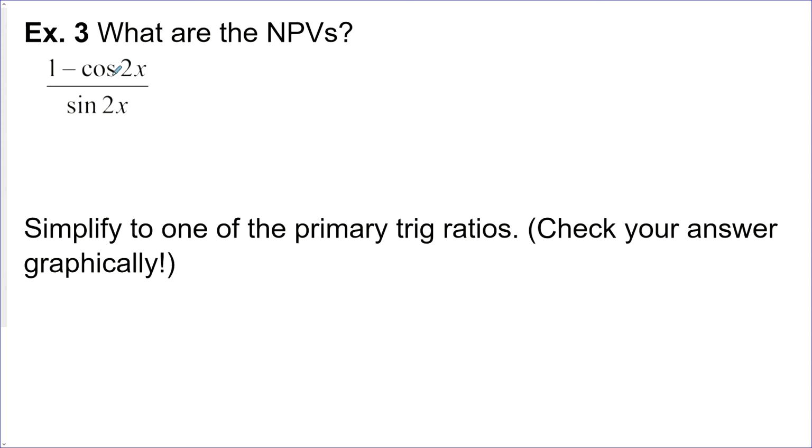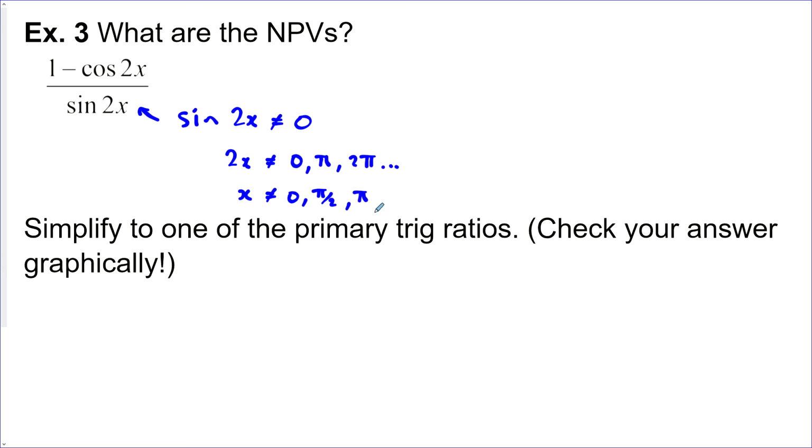What are the non-permissible values of this expression? We're just looking at sine 2x here, and it cannot equal 0. Now that means that 2x cannot equal 0 or pi or 2 pi and so on, because that's what makes sine 0. And divide both sides of this by 2, so you get x cannot equal 0, pi over 2, pi, and so on. We could use an identity, though, to simplify the denominator.